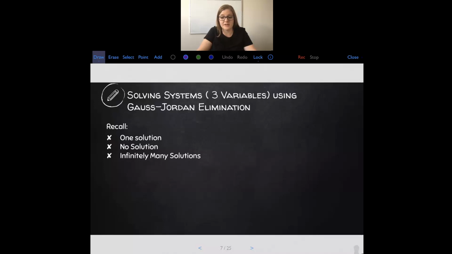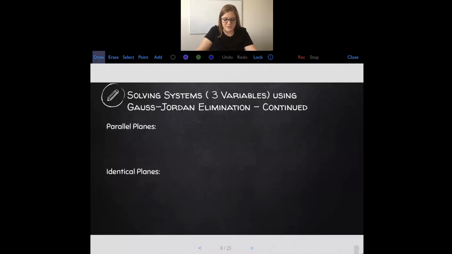Okay, so solving systems in three variables using Gauss-Jordan elimination. Just as a reminder, we could have one solution, no solution, or infinitely many solutions. We have to watch out for parallel and perpendicular and identical planes. I'm used to saying parallel and perpendicular lines. Parallel and identical planes. So again, parallel planes.